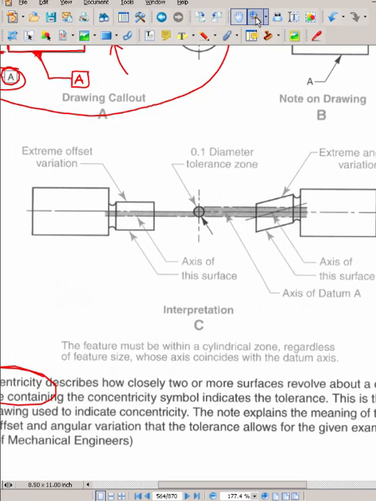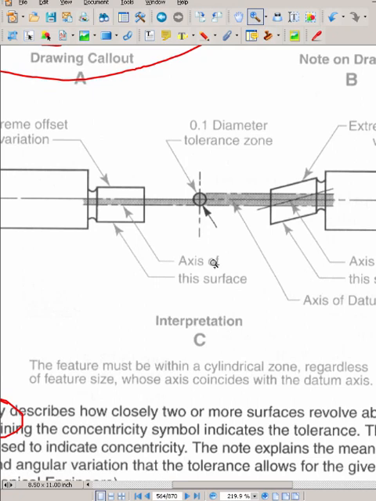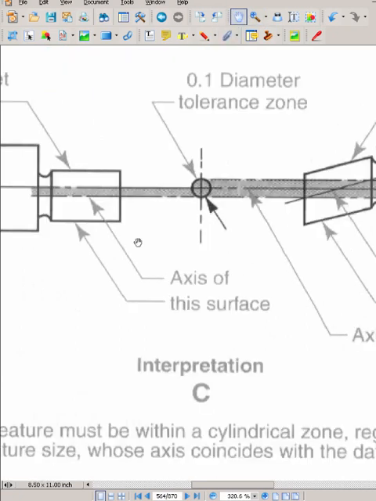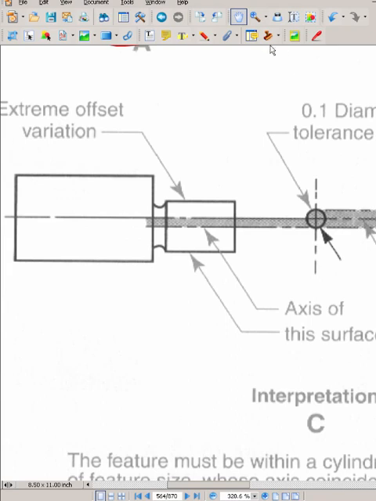It means that, let's zoom in real close here. If I draw a circle right here that is centered on the center line for this cylinder, its diameter right here is 0.1. If I draw a tolerance zone of that diameter, the center for this feature has to fall within that zone.